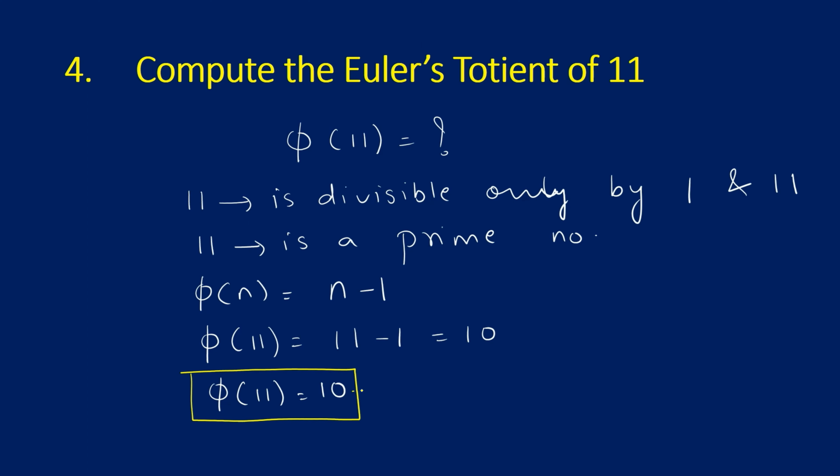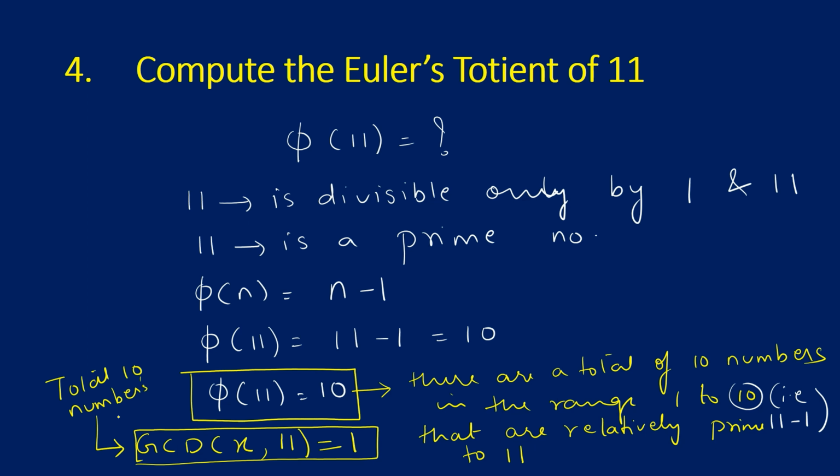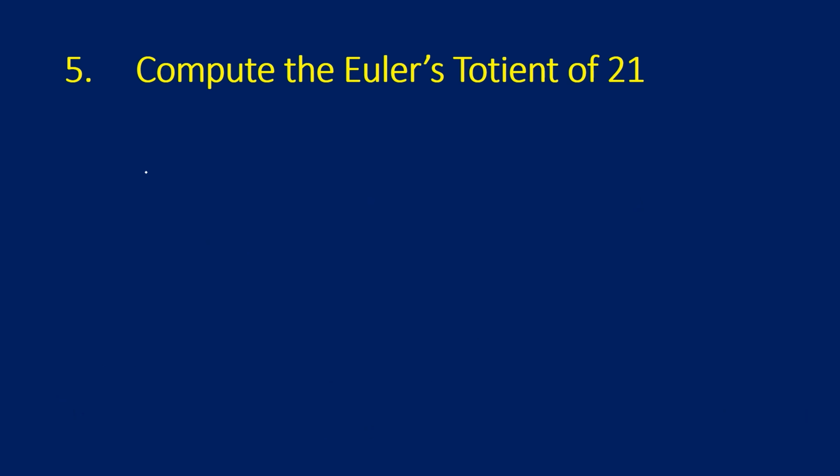And what is the information it gives you? There are a total of 10 numbers in the range 1 to 10. Now why is the last number 10? We were asked to find the Euler quotient of 11, so the last number you are going to test is 11 minus 1. So there are a total of 10 numbers in the range of 1 to 10 that are relatively prime to 11. So there are a total of 10 numbers x that satisfy the condition GCD of x with respect to 11 is equal to 1.